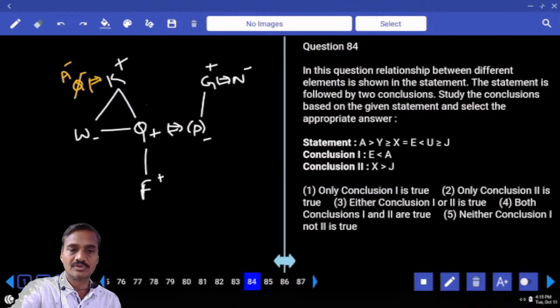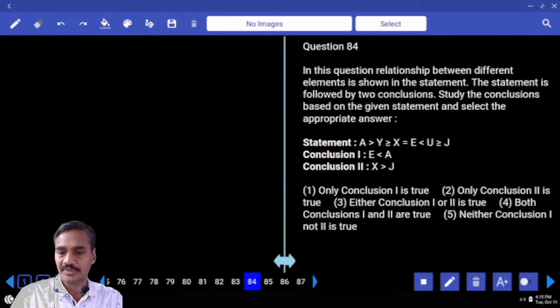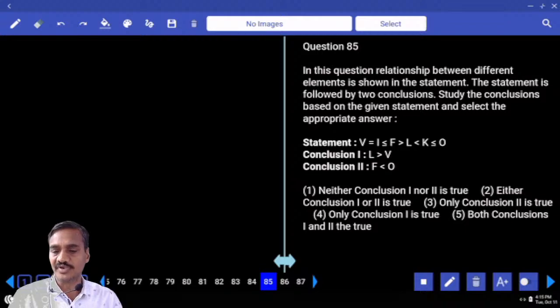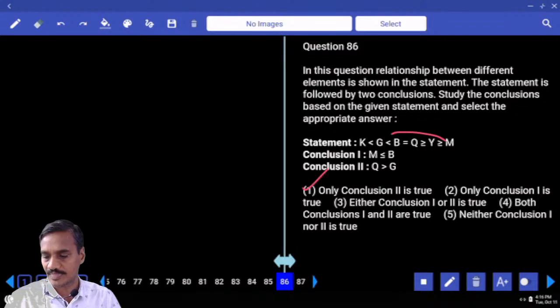Then 84, the relation between A and E. Now here A greater than E means E lesser than A. X and J, two opposite symbols, not related. And so only one follows, choice 1, 84. 85, L and V. Between V and L, two opposite symbols, no relation. F and O, two opposite symbols, no relation. Neither one, not two, choice 1, 85.